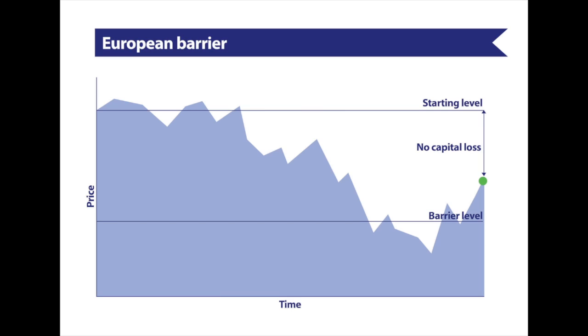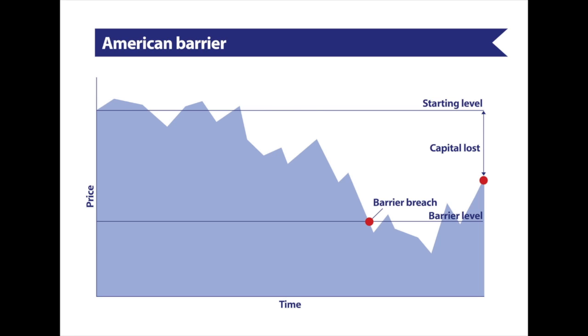In this graph, the index has fallen below the barrier level and then recovered at the maturity date. In the case of the European barrier, because it is only monitored at maturity and the index is recovered above the barrier level, capital remains protected and the investor receives 100% of their invested capital back. However, with an American barrier, despite the recovery, the barrier condition has been breached and the protection is lost. You can now see that the product makes a capital loss equivalent to the fall in the index at the maturity date. Of course, with an American barrier, just because the barrier has been breached, it does not necessarily mean that the investor will lose capital. The index could recover back above its starting level, in which case the investor should receive their starting capital back.